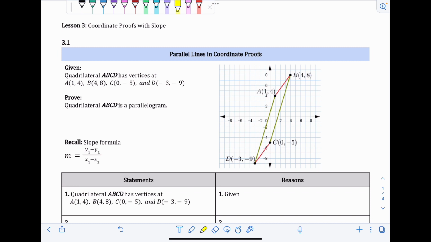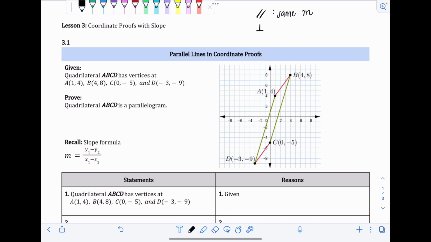So just a quick little review, parallel lines, and we use this symbol, it's shorthand for parallel. Parallel lines have the same slope, and we use m as our letter to represent slope. So parallel lines, same slope.